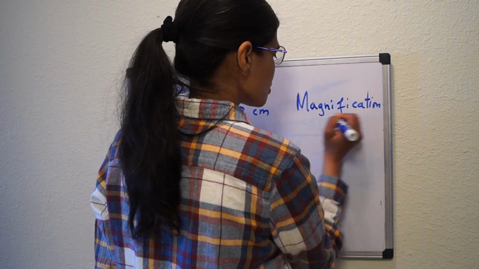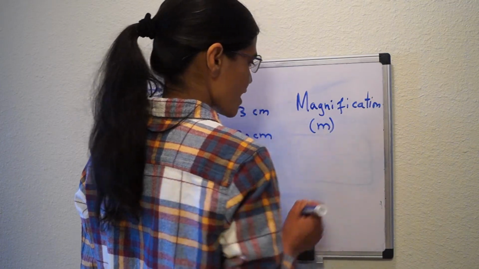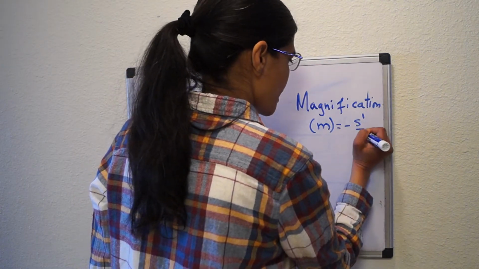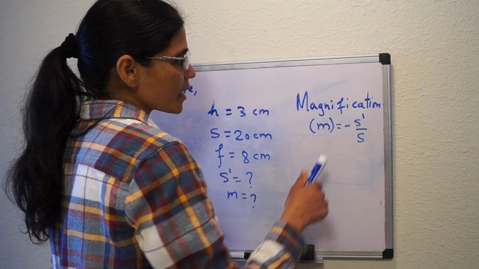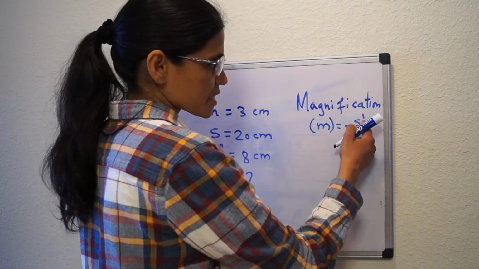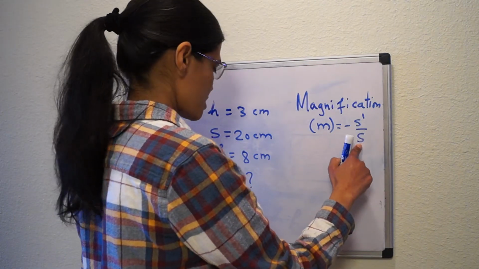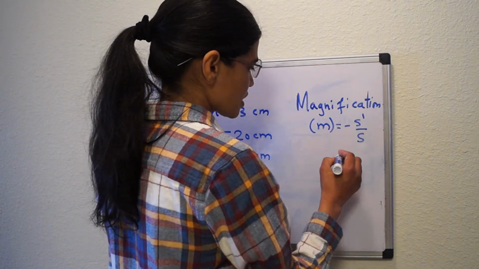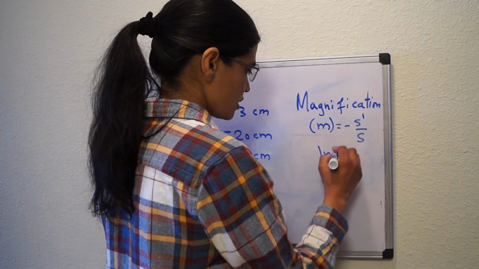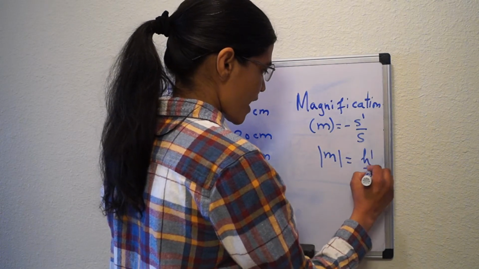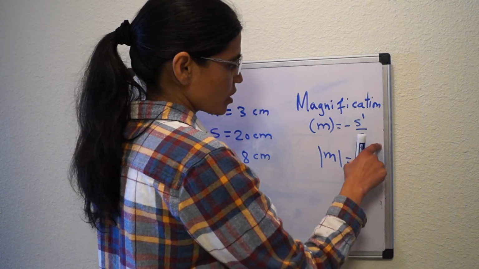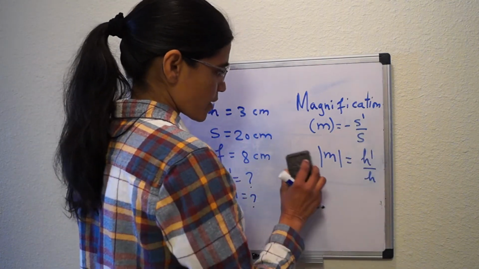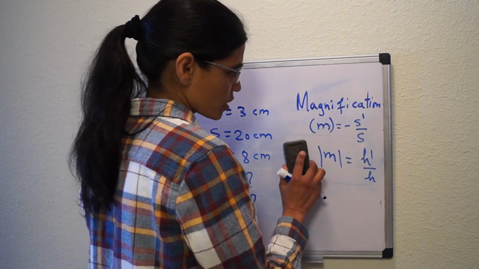Magnification, represented by lowercase m, is given as minus s dash by s. Okay. So s dash is what? Image distance, right? Divided by s, the object distance. You will also see this quantity is related to m equals h dash by h, the height of the image divided by the height of the object. But for now, we don't need this part. We just need this part. Okay, so I'm going to erase this one.